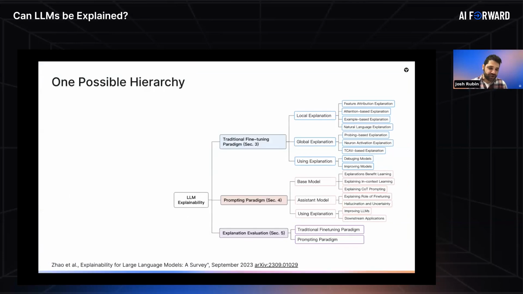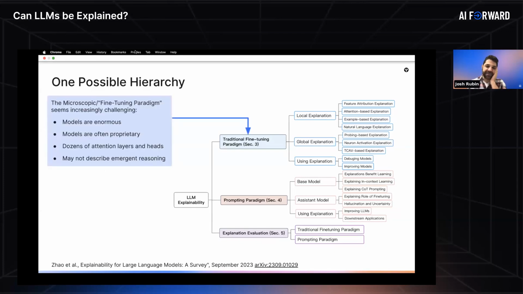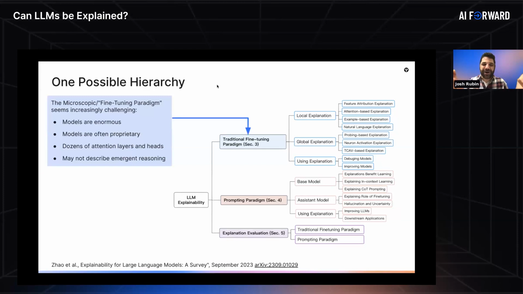There was a nice review article recently by Zhou et al. that came out in September. They give this particular hierarchy of talking about explainability techniques. There's a bunch that are what they call the fine-tuning paradigm. That's the microscopic, traditional ML approaches. Things like attributions, Shapley, integrated gradients, even looking at attention vectors and things like that.